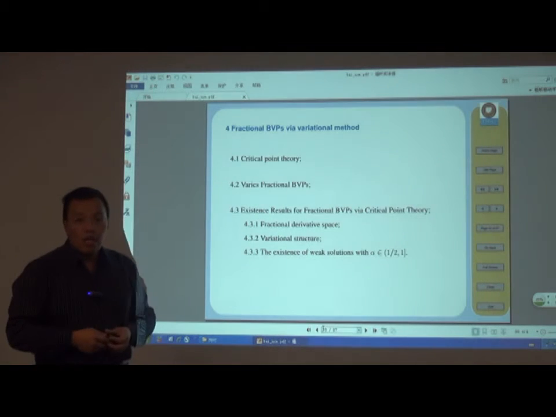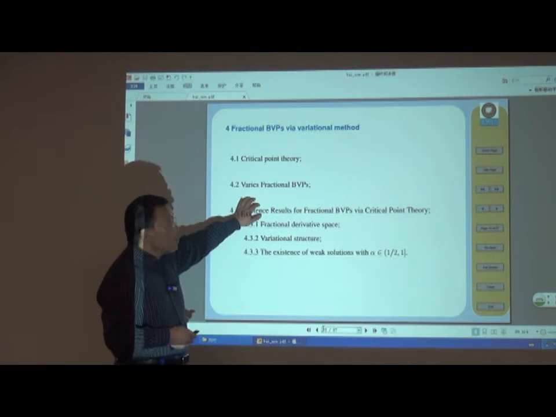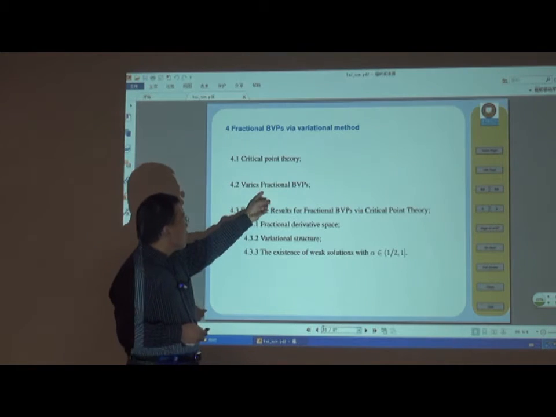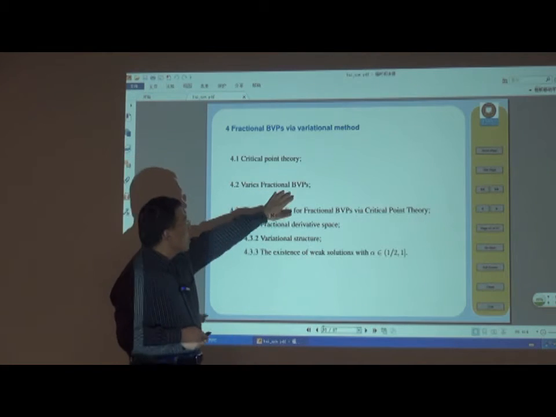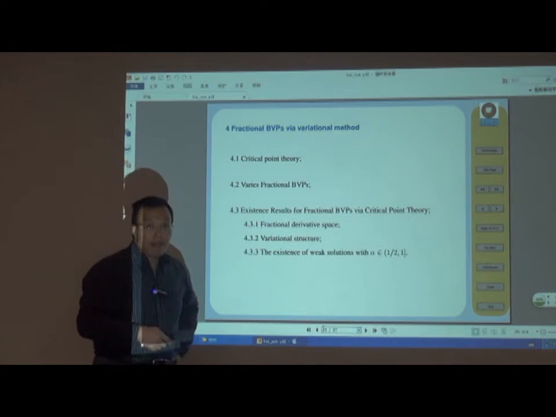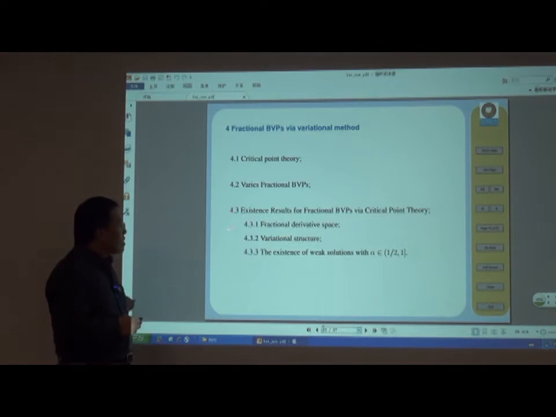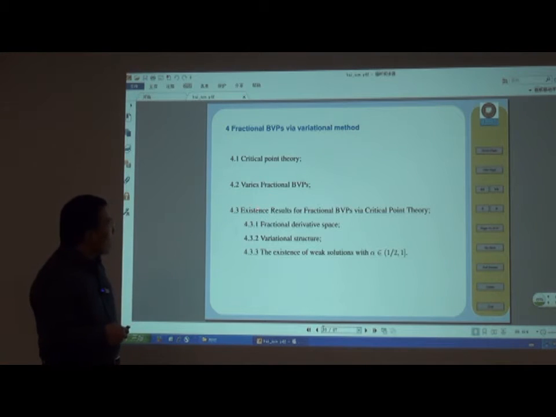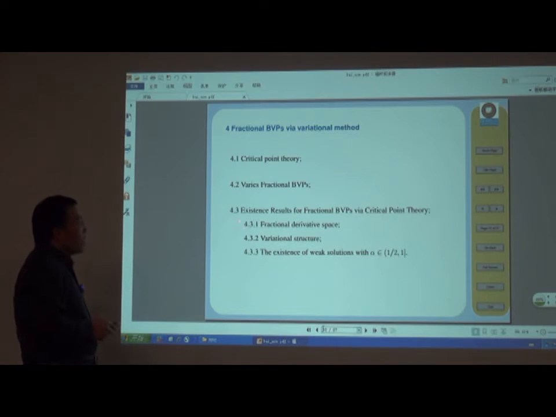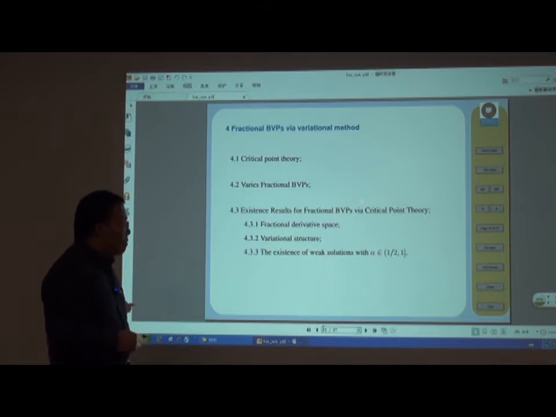And we will see if some boundary value problems can be solved via variational method. And in section 3, by using our critical point theory, we will give some existence results for FBVP.